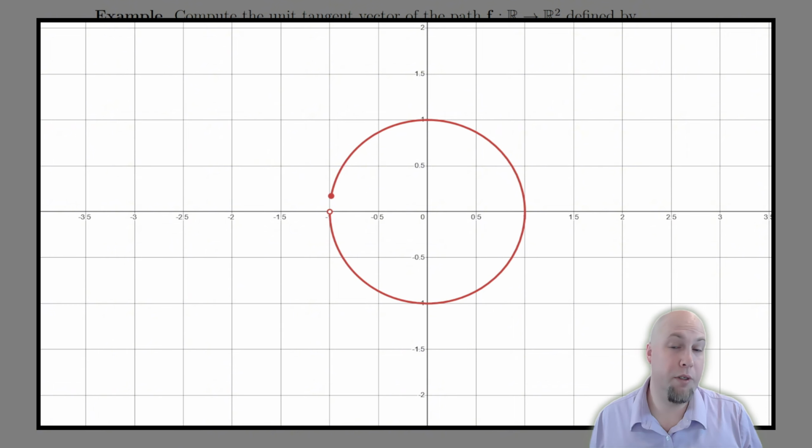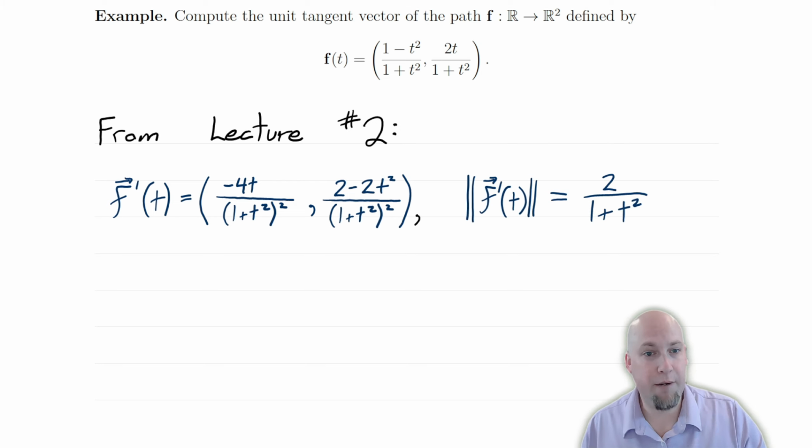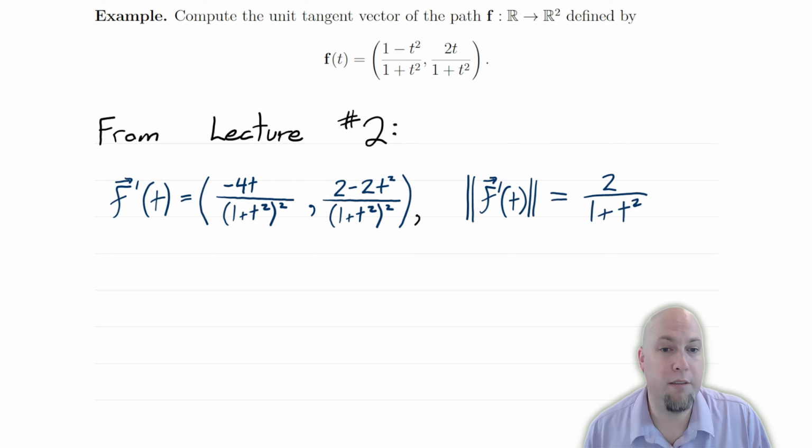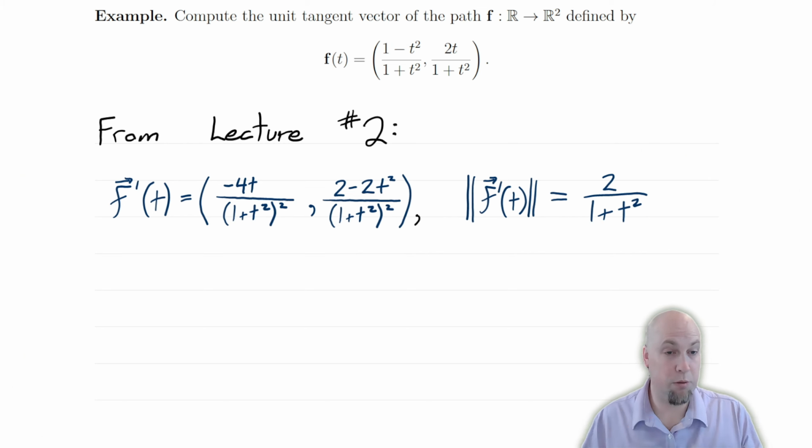We already computed the velocity vector of this. You just take the derivative of each entry and you get this velocity vector. And the length of that, we already computed a few lectures ago as well. After you square the first entry, square the second entry, sum them up, and take the square root of the whole thing, it simplifies down really nicely. This is the length of the velocity vector, which is what we call the speed of that path.